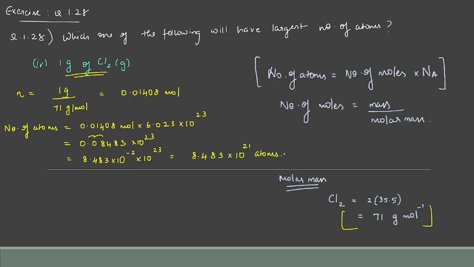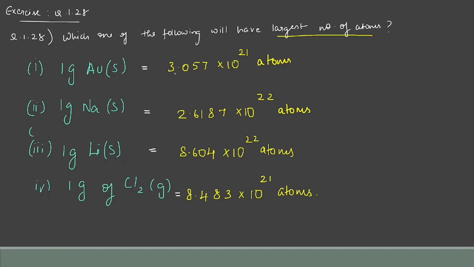Now we have calculated the number of atoms for each case. So they have asked in the question which will have the largest number of atoms. So if you see, 10 power 22 is the largest, and in that one also lithium, which has 8.604 into 10 power 22 atoms, is the largest of the four values. So lithium has the largest number of atoms in 1 gram of the solid.